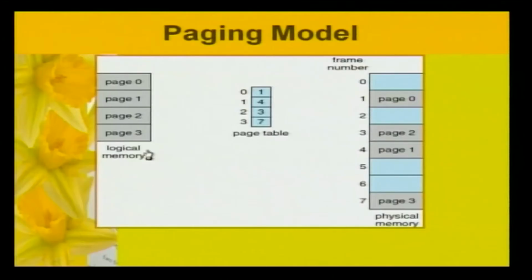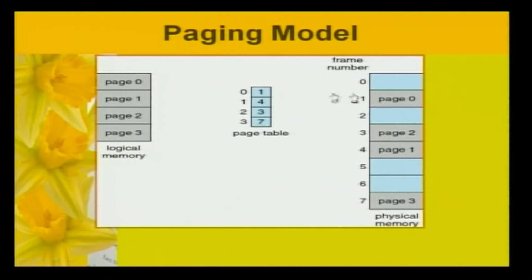Therefore, the CPU-generated logical address is converted to a physical address and the memory access is now made. This is an example of a paging model. Here is the logical memory, here is the physical memory which contains the frames, and here is the page table. The page table has 4 entries, and page 0 has entry 0 in the page table, which holds 1. 1 actually indicates the frame number.